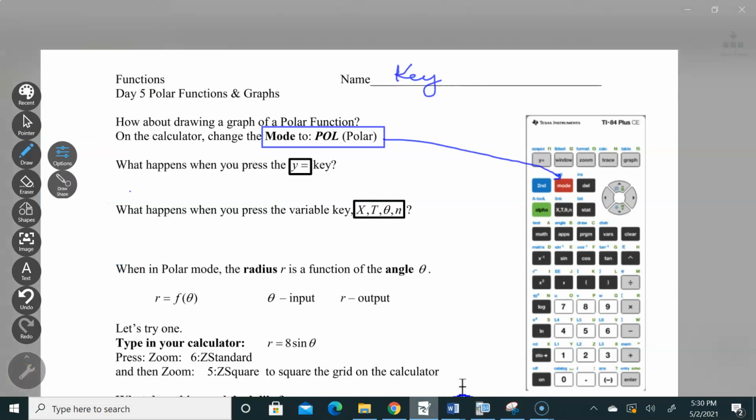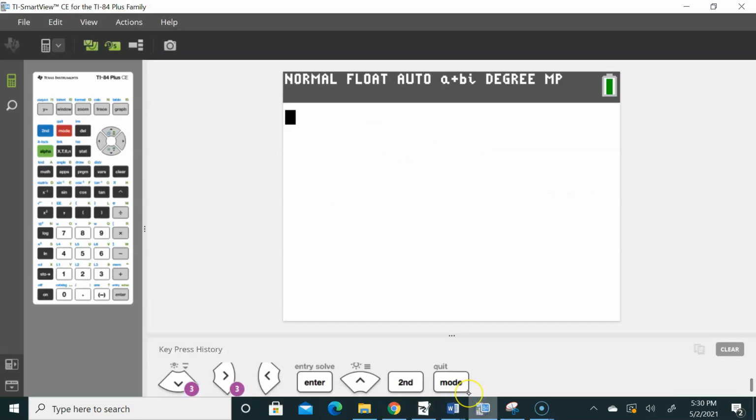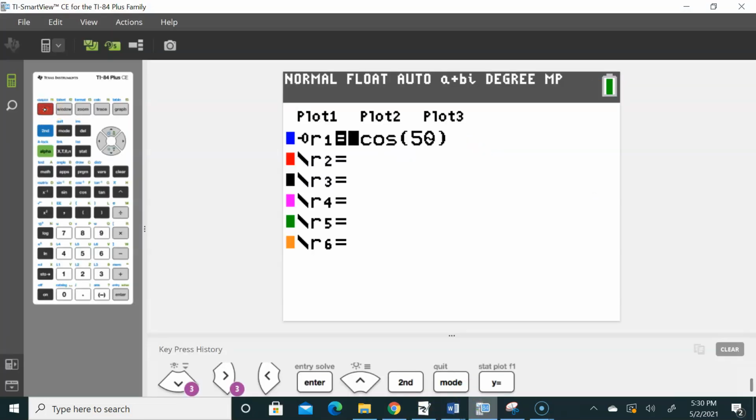Next I ask, what happens when you hit the y equals key? The y equals key is on the top left. Let's see what happens when we hit that y equals key on our calculator. It doesn't say y equals anymore, does it? It actually says r equals, and we can put in all these r equations. And we'll talk about this little -0 thing. It's called the tracer. It's actually very good because it shows on the graph. So when we hit y equals, it says something else.